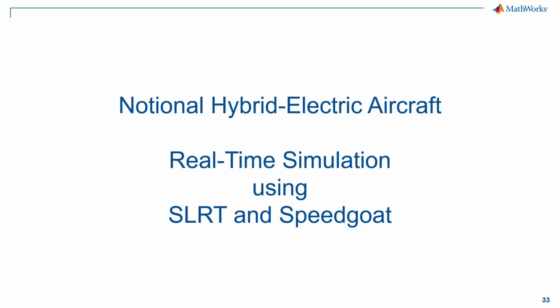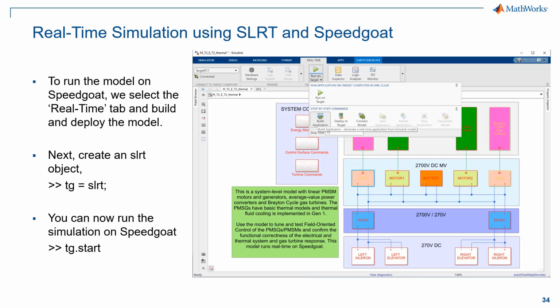In this section, we'll discuss real-time simulation of the Notional hybrid electric aircraft using Simulink Real-Time and Speedgoat hardware. So what I'm going to do is step through the process you go through to build the model and deploy to Speedgoat. The first step on the model is to select the real-time tab to build and deploy the model. Next, in the MATLAB prompt, we can create a Simulink Real-Time object, so tg equals slrt. Now we have that object, tg, there's various ways in which we can interact with Speedgoat. To run the simulation, you just type tg.start.